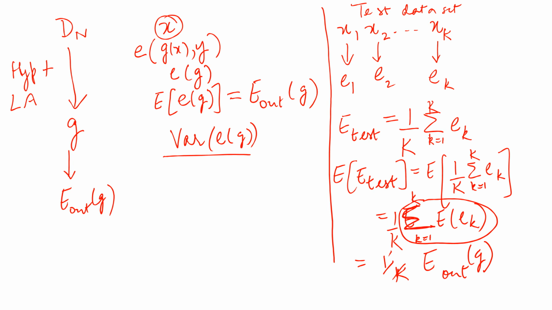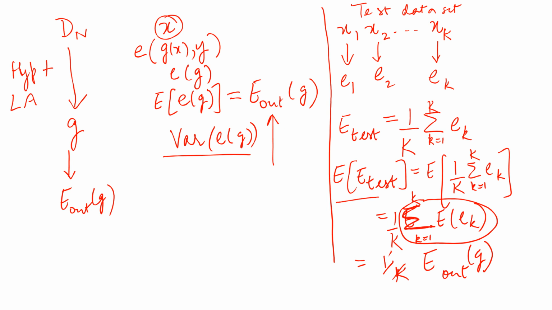Now, what did we arrive at? What did we accomplish by doing all of this? Well, if you look at it, the expected value of the test error is exactly equal to the expected value of the error on any one point, right? So this was just for one point, but here we calculated the average and found out that the expectation of the test error was also E out of g.